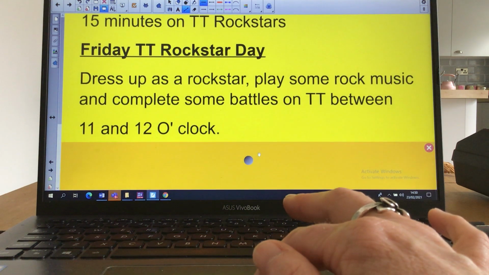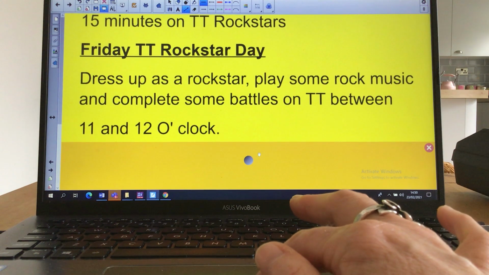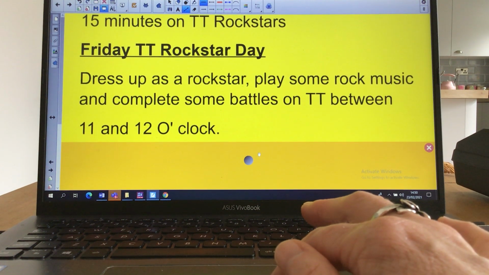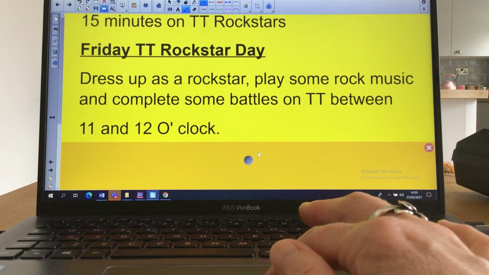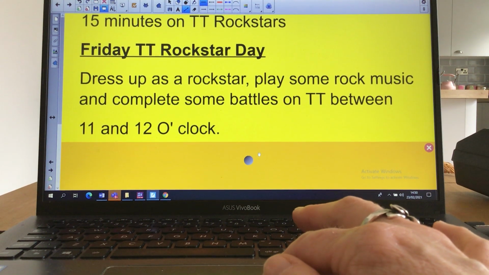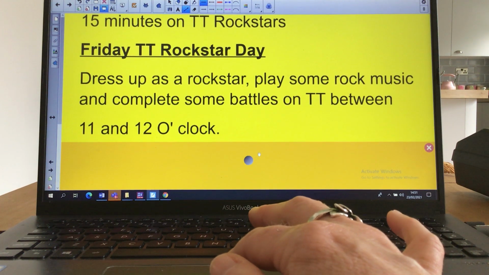Now, a little competition is going to go on between Friday and Wednesday next week to see who can be the top rock star in each class. When you dress up as a rock star, you don't have to look like anybody in particular. It can be anybody you like. I am going to set you some tasks around the Rockstar theme.